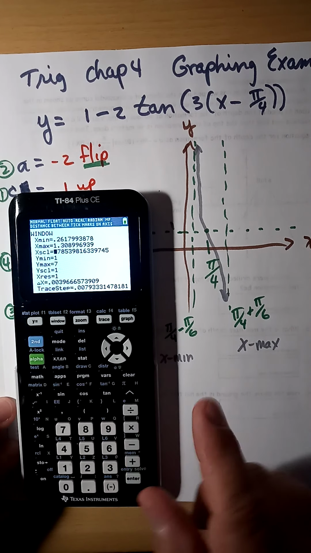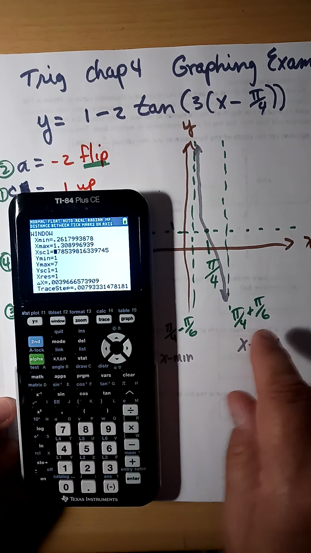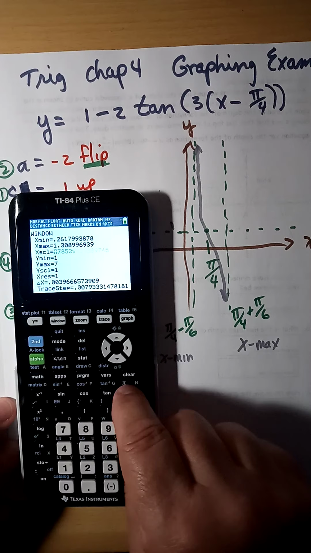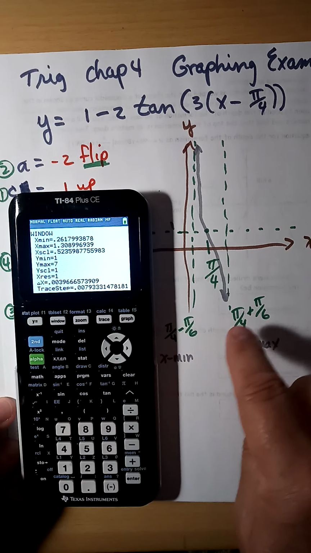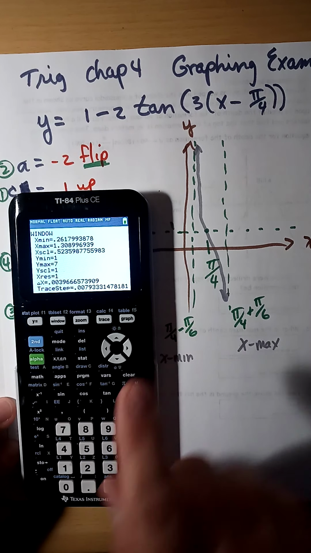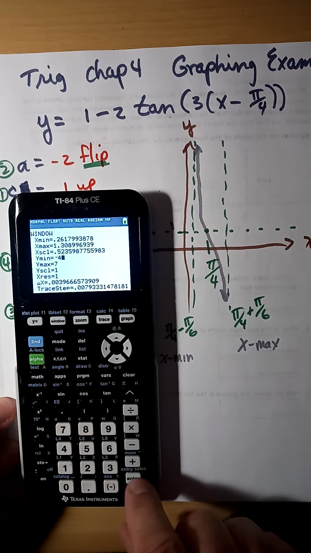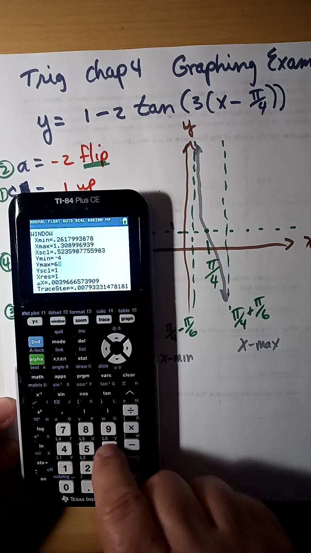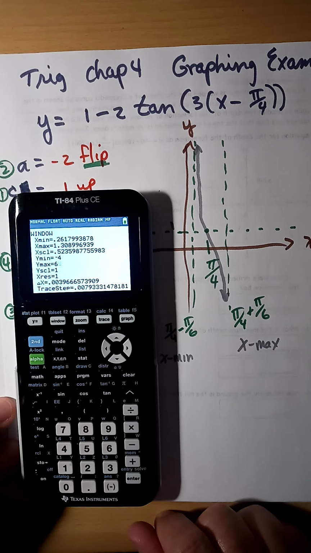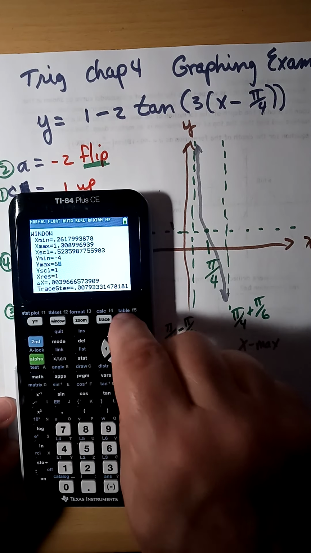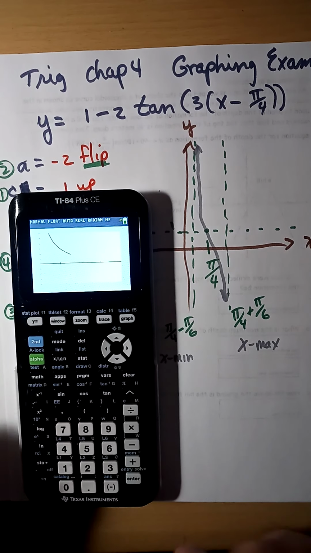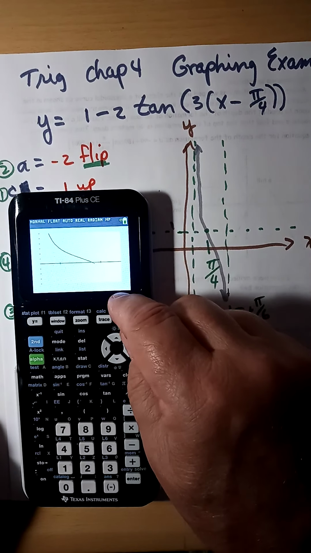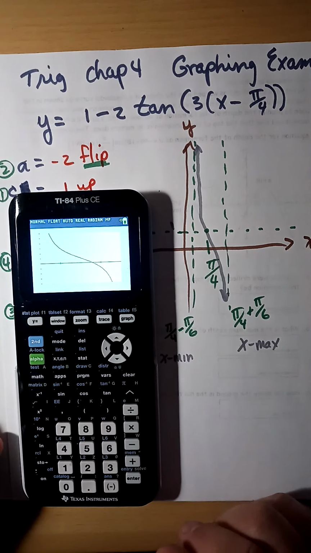Okay. The scale, I'm going to say pi over 6, just because that's sort of the smallest nice number. Y min, I'm going to take this to a -4 and y max to +6. And we'll see how this thing graphs. So it should start from the top and come down. The asymptotes are at the right side and the left side.